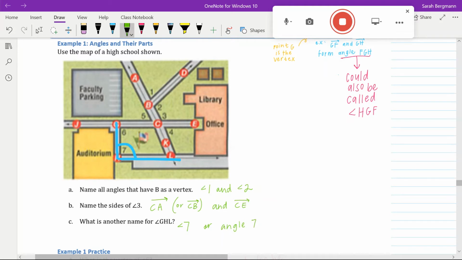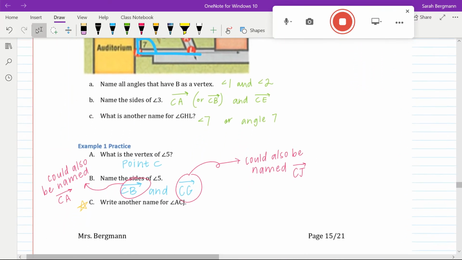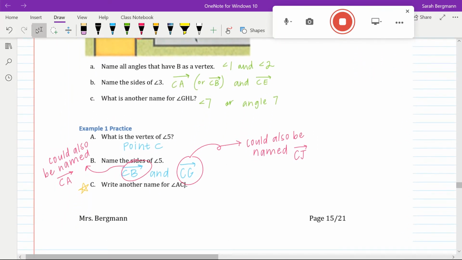Pause the video and try the practice problems below. Here are the answers. I'd like you to answer problem C for yourself. That's your question for today.